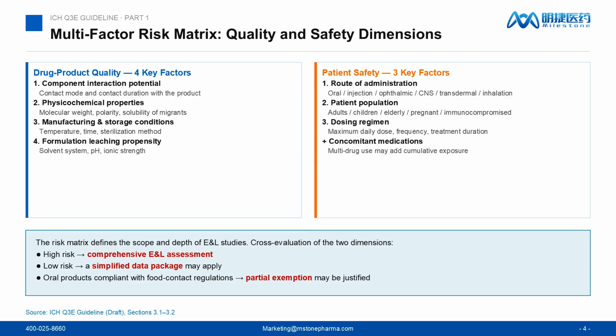These determine whether a migrant prefers to stay in the material or jump into your formulation. 3. Manufacturing and storage conditions. Heat accelerates migration. Sterilization can degrade materials and create new migrants. 4. Formulation leaching propensity. A high pH or organic solvent formulation is like a strong magnet pulling chemicals out of the material. On the safety side, 3 factors.